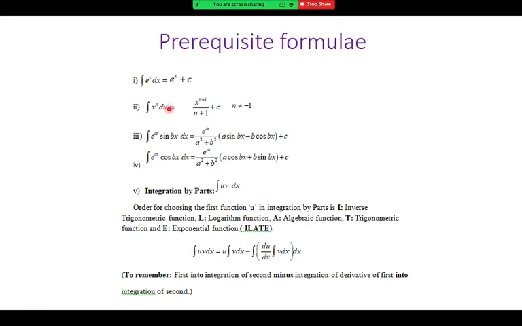Integral of x raised to n is x raised to n plus 1 upon n plus 1. These are the two formulas that are also useful to prove the standard result. Integral of e raised to x into sine bx is e raised to x upon a square plus b square, a sine bx minus b cos bx. Similarly for cosine. These prerequisite formulae you already learned in the last semester.